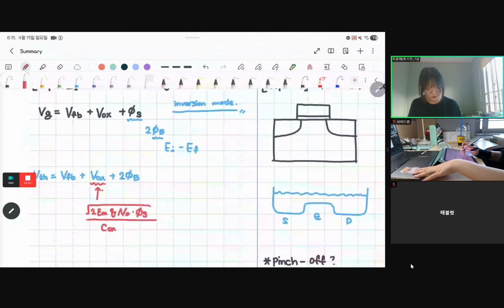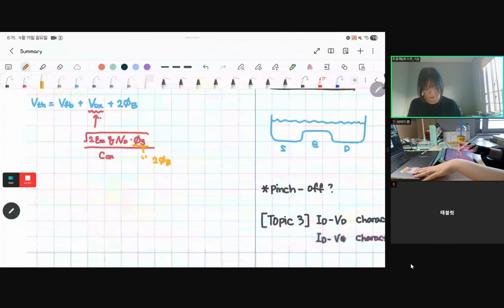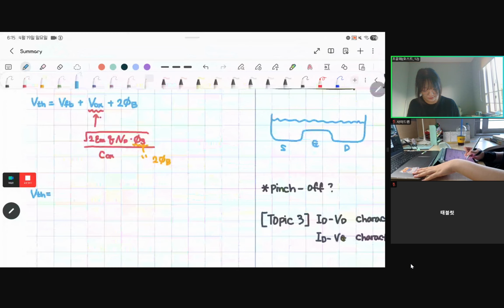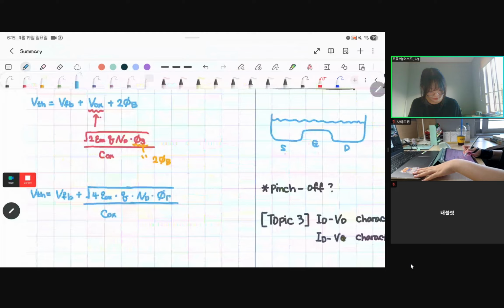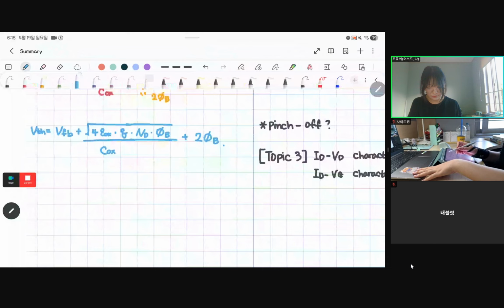But in the threshold voltage state, phi S is the same as 2 phi B. As a result, the sum voltage is flat band voltage plus the square root of 4 epsilon Q N_D phi B divided by Cox, plus 2 phi B. So this is the equation of threshold voltage.